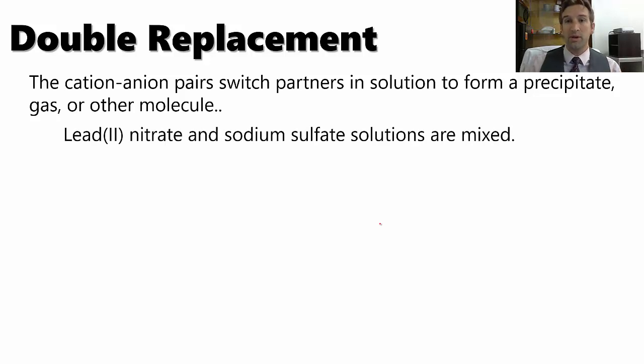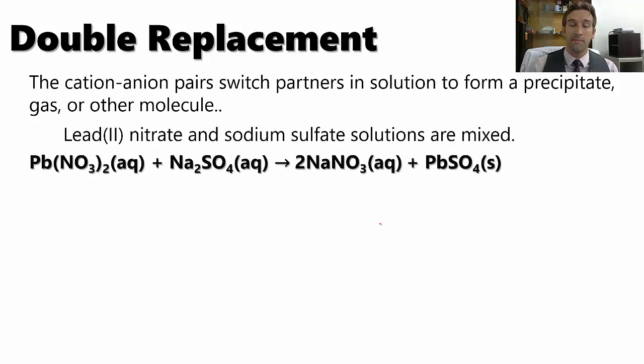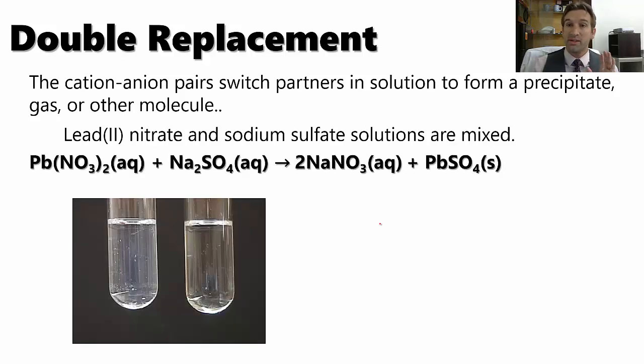So our example here would be the reaction of lead nitrate and sodium sulfate solutions. We have our lead nitrate, our sodium sulfate. They're going to do that swap. At first, the lead nitrate we see right here will have those lead 2 ions. It's going to have our nitrate ions present. Here we have our sodium ions, and there would be sulfate ions present.